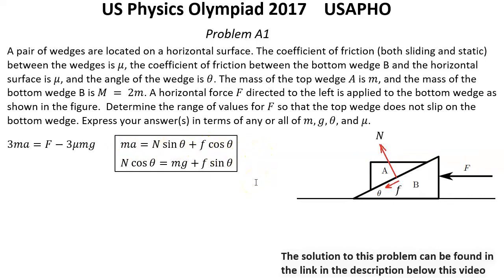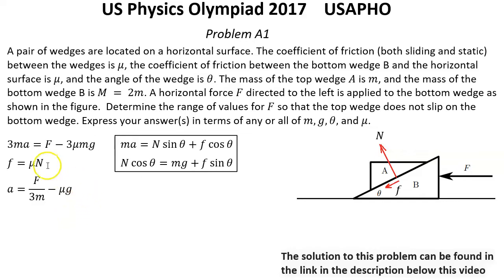And for the vertical part we have normal force multiplied by cosine theta equal to gravity force mg plus force of friction multiplied by sine theta. And in a critical case we have force of friction equal mu multiplied by normal force. And also we have from the first equation that acceleration equals force F over 3m minus mu g.